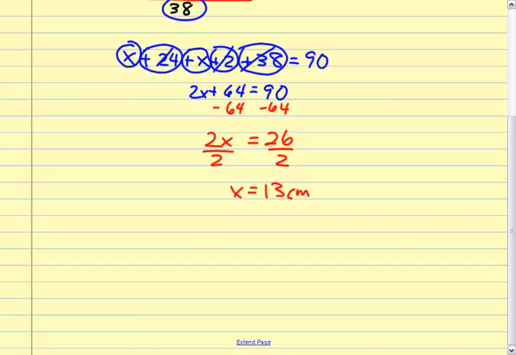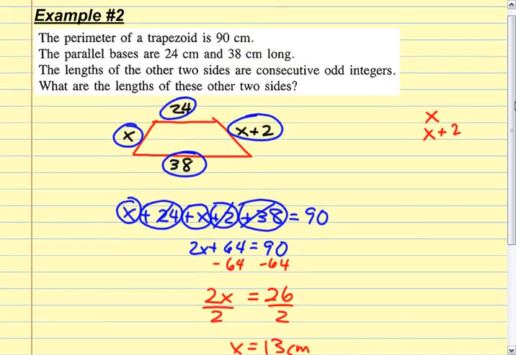All right. Now, wait a minute. That's not what they asked us. What did they ask us? They asked us for 2 consecutive odds. Nope. What did they ask us? Here's the question mark, if that's a hint. What are the lengths of the other two sides? 13 centimeters and 15 centimeters. I have to answer the question.